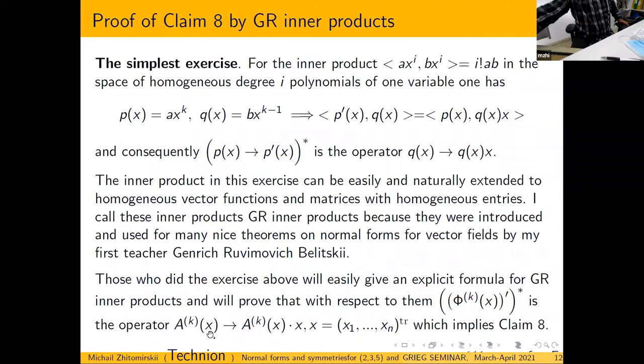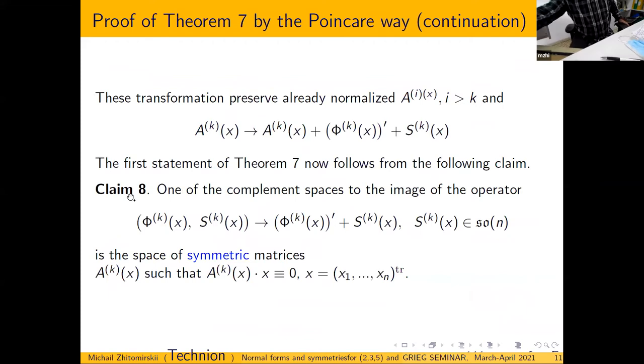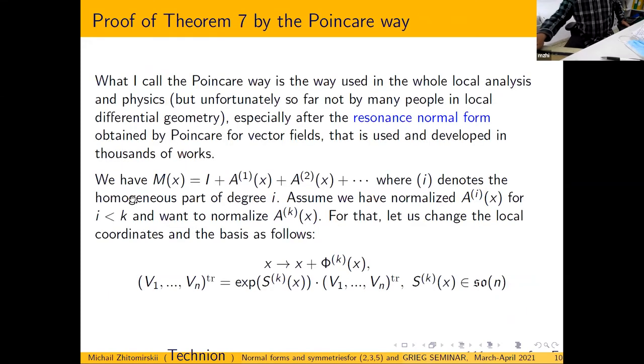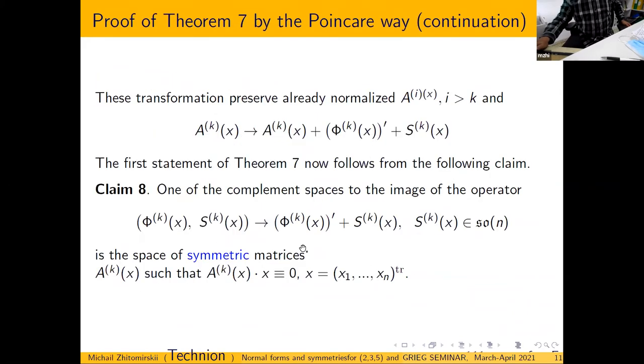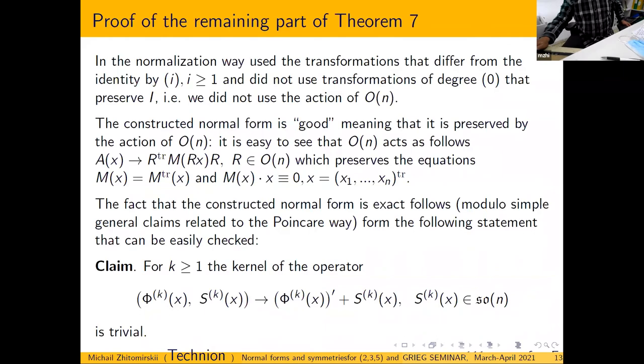And we have a similar thing: the operator which brings a homogeneous vector function to its Jacobian matrix. If we take this operator, then the conjugate with respect to the GR in a product of this operator is multiplication of a matrix by X, which implies this claim, and consequently it proves the first statement of the Gauss lemma. Now the remaining statement of the Gauss lemma.